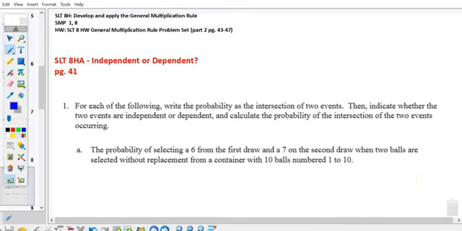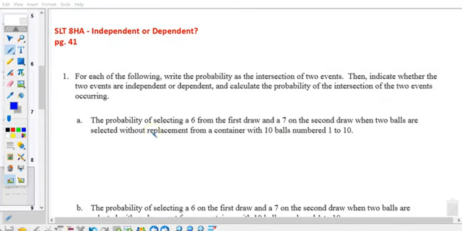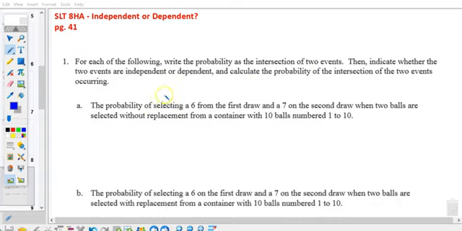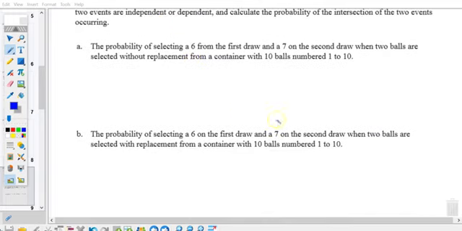All right, page 41. Let's practice these formulas. For each of the following, write the probability as the intersection of two events, then indicate whether they're independent or dependent and calculate the probability. Probability of selecting a 6 from the first draw and a 7 on the second when the two balls are selected without replacement from a container with 10 balls numbered 1 through 10.